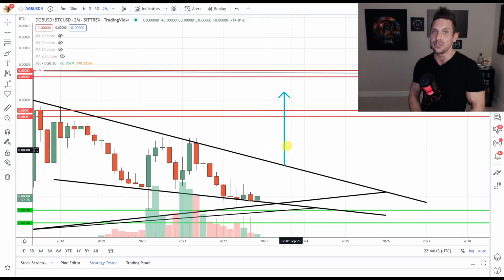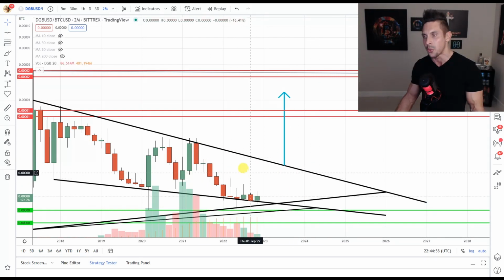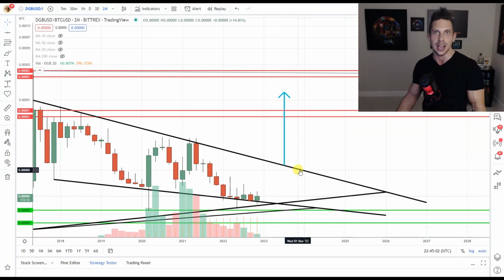You guys know, if you've been subscribed here for a while, that I am in the small minority that believe that Bitcoin and the entire cryptocurrency market are going to create new all-time highs by next year. And if that happens, then I would anticipate that this falling wedge breakout, if it happens, would be towards the second half of 2023, maybe going into the early part of 2024. So we'll have to keep an eye on that.